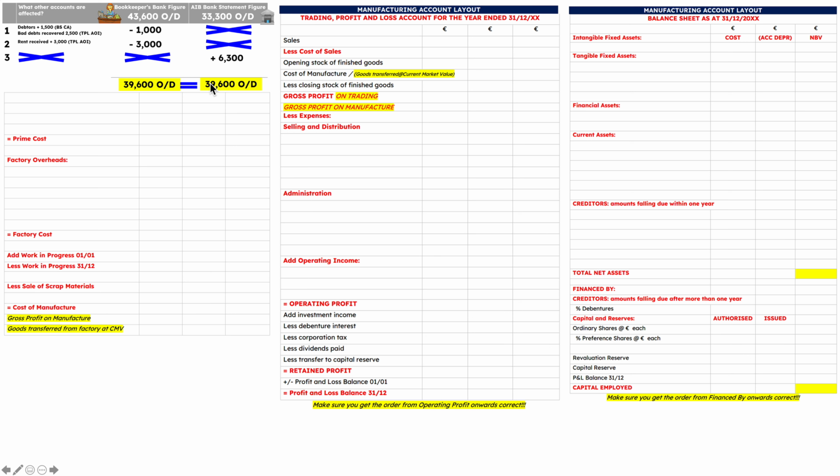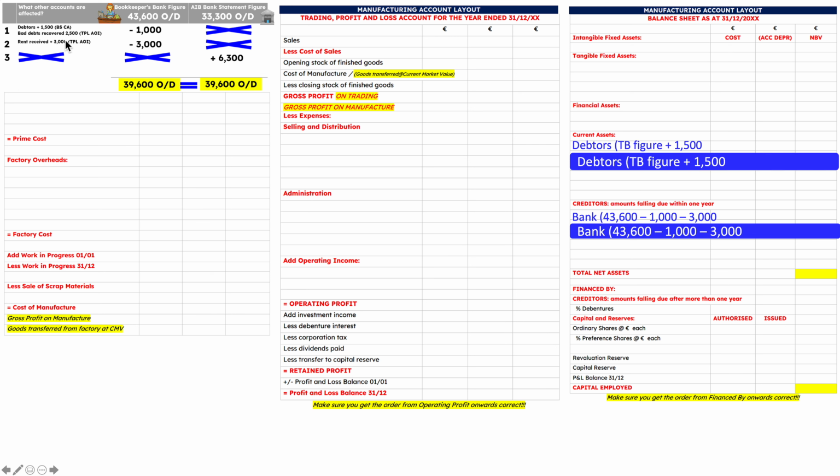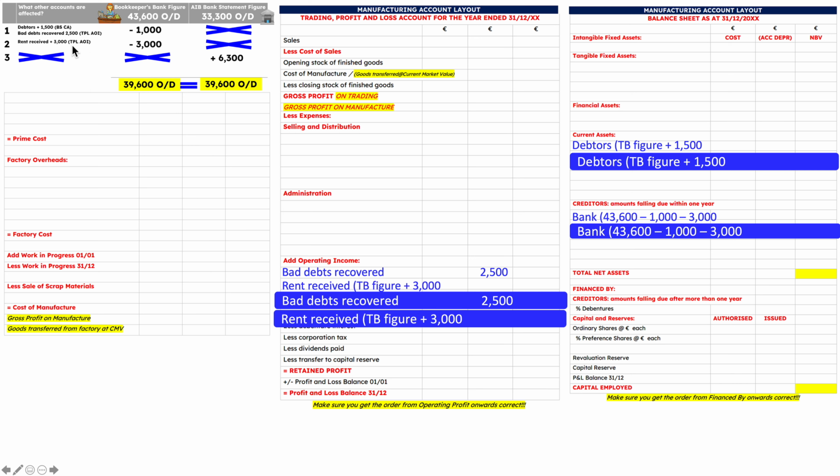So how is this going to look then? So we've got the bank 43,600 minus 1,000 minus 3,000, and then we've got debtors plus 1,500. We've got bad debts recovered 2,500 in the add operating income, and then we have rent received plus 3,000 in the add operating income as well. So plus 3,000 there, and that's that one.